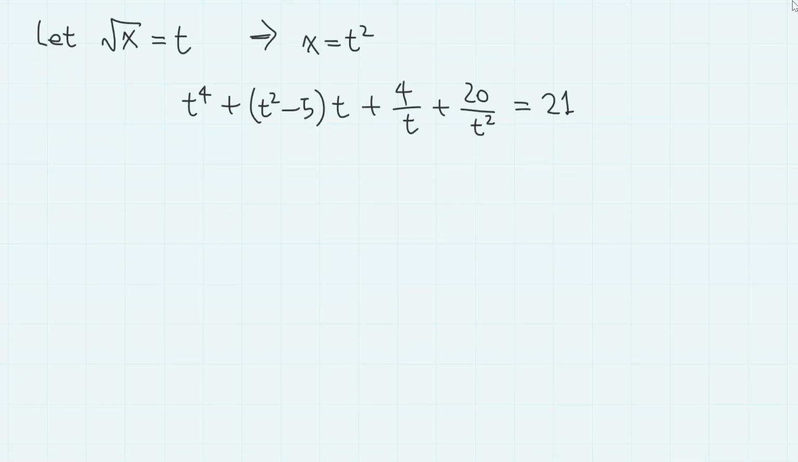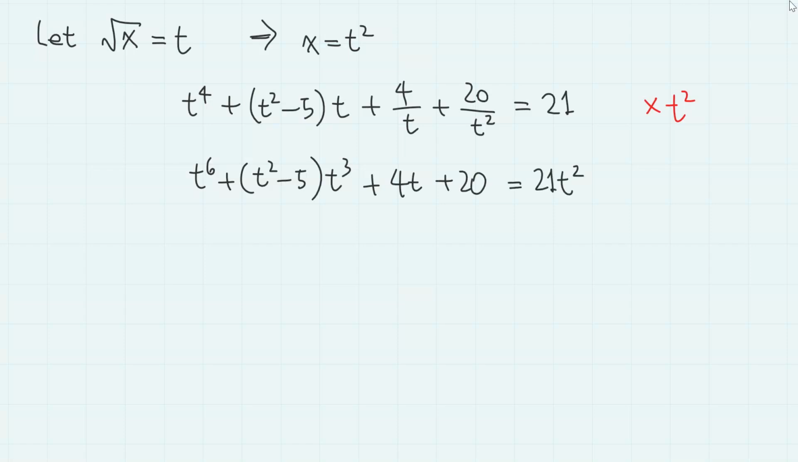So in order to remove fractions, we need to multiply t squared on both sides. Then we have t to the power of 6 plus t squared minus 5 times t cubed plus 4t plus 20 equals 21t squared. Here, let us get all terms on the left-hand side and rearrange in descending order for t. So t to the power of 6, then t to the power of 5, minus 5 times t cubed, then minus 21t squared, then plus 4t plus 20 equals 0.